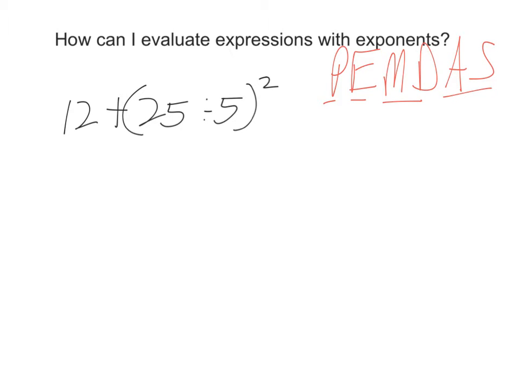So if I look at this expression, 12 plus 25 divided by 5 squared, I first look at the order of operations as parentheses first. So the first thing I'm going to do is 25 divided by 5. As I work my way down, and I'll rotate colors just to see this, here the 12 is going to stay, because I'm not going to do anything with that, plus my parentheses would be 25 divided by 5 first, and that's going to be 5.